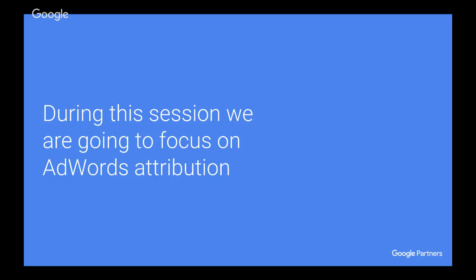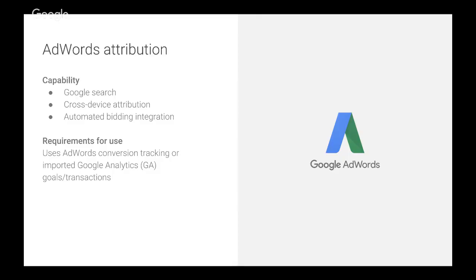Therefore, in order to take advantage of such opportunities we just discussed, we will focus today on AdWords Attribution. AdWords Attribution has certain capabilities at the moment. It is able to consider the activity on Google search. It does cross-device attribution. And also it is integrated with automated bidding and so on. And it has certain requirements for use, which is just having your conversion data set in place, conversion tracking, and importing your information from Google Analytics as well, the goals and transactions.